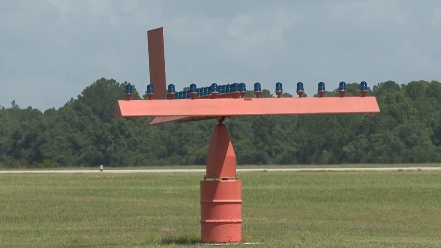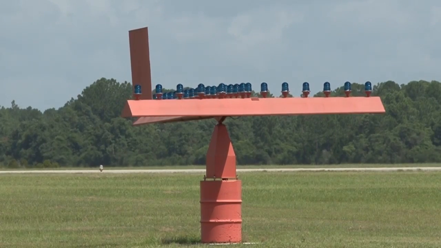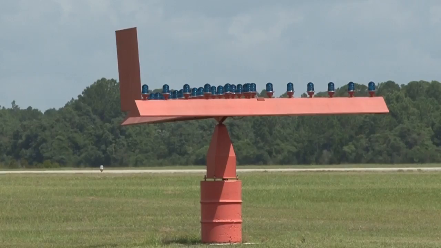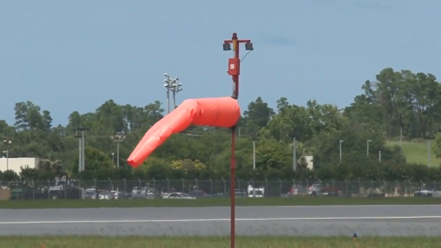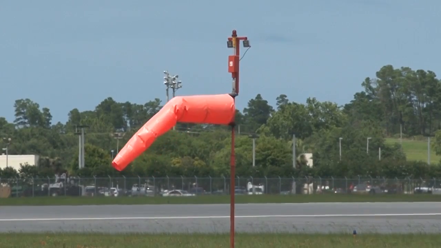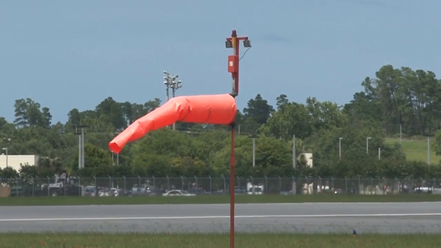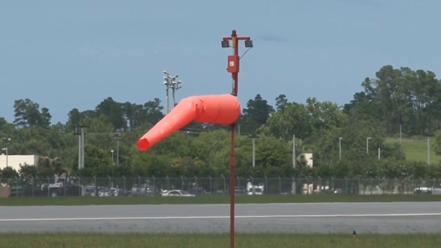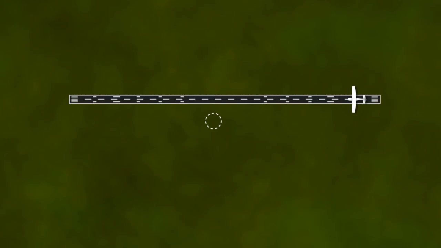Wind tees and tetrahedrons are large structures that are free to pivot on their mounts so that they weather vane into the wind. Wind socks are orange conical flags that not only pivot on their mast, indicating wind direction, but will sag or straighten with changing wind velocity, allowing pilots to visually estimate the wind speed.